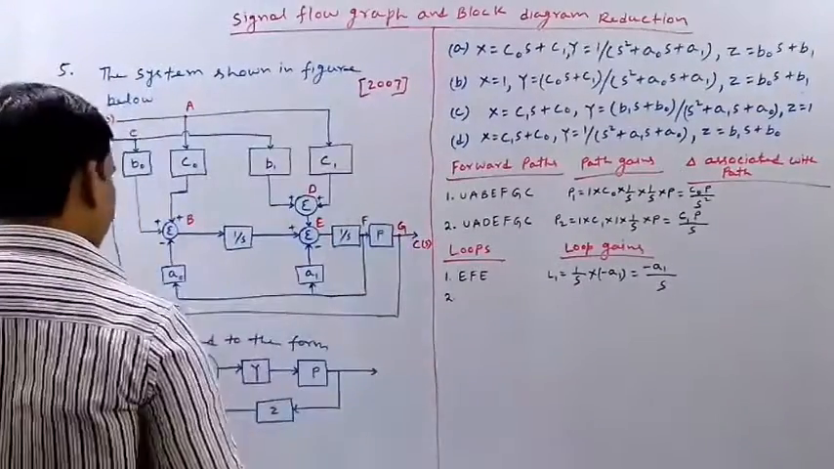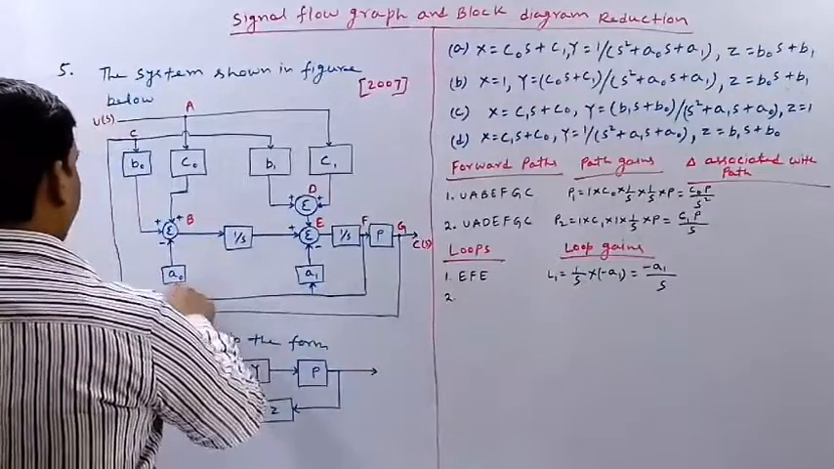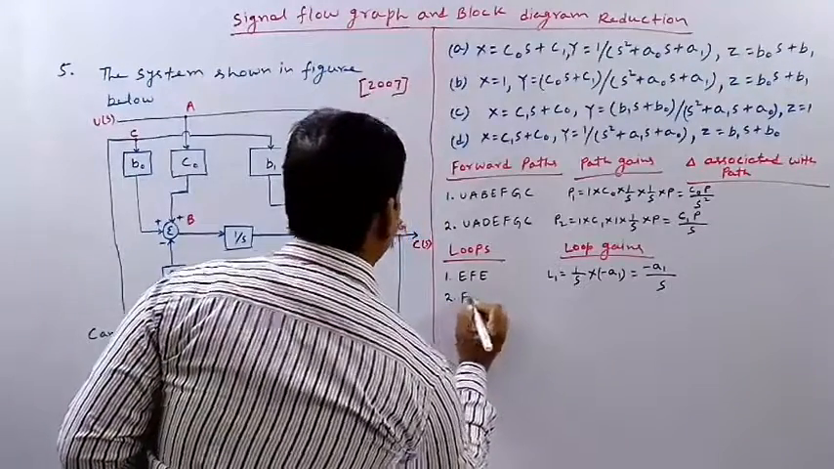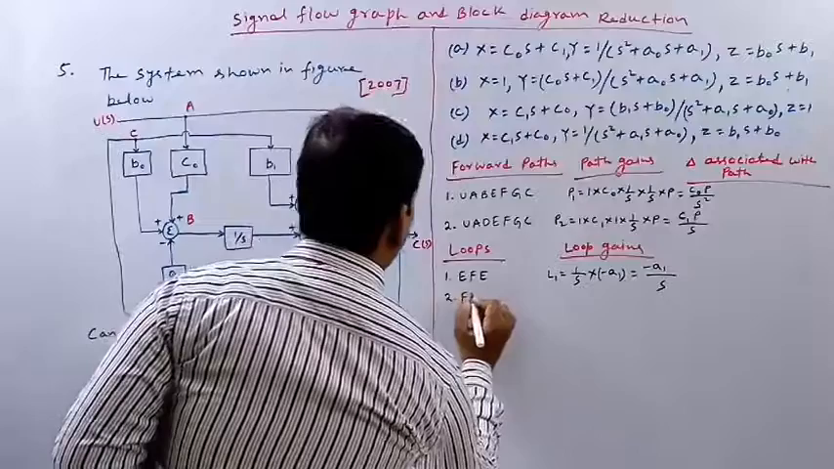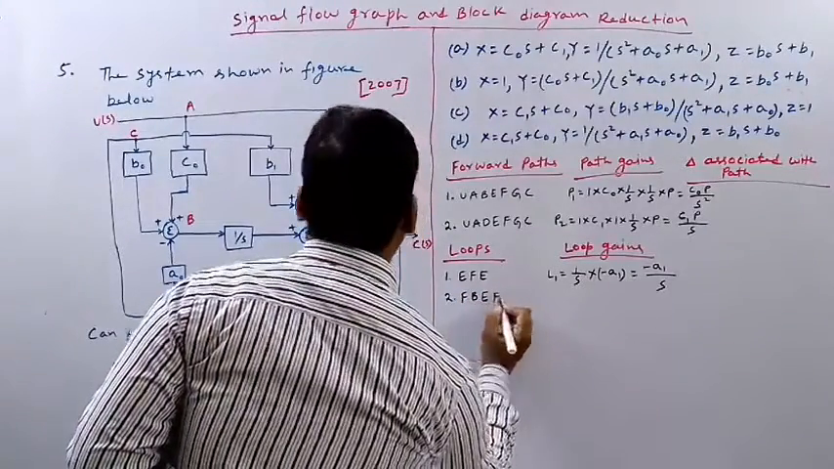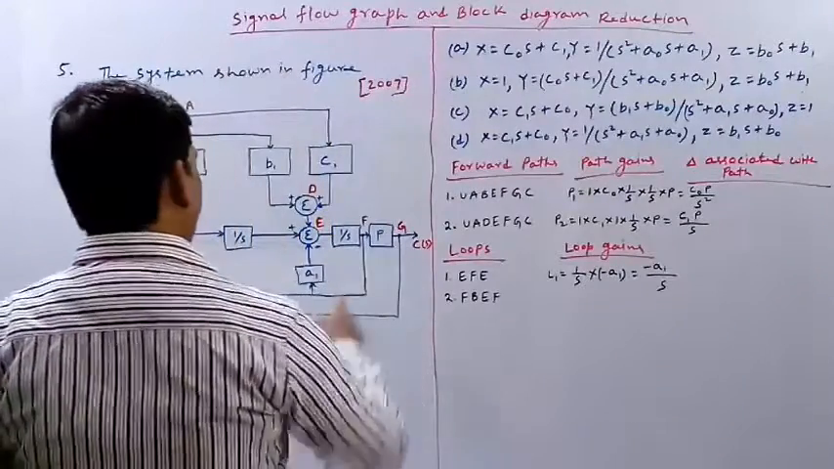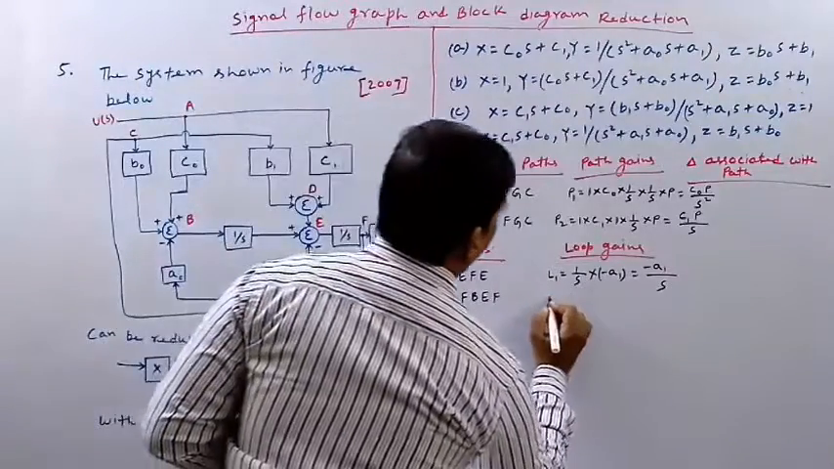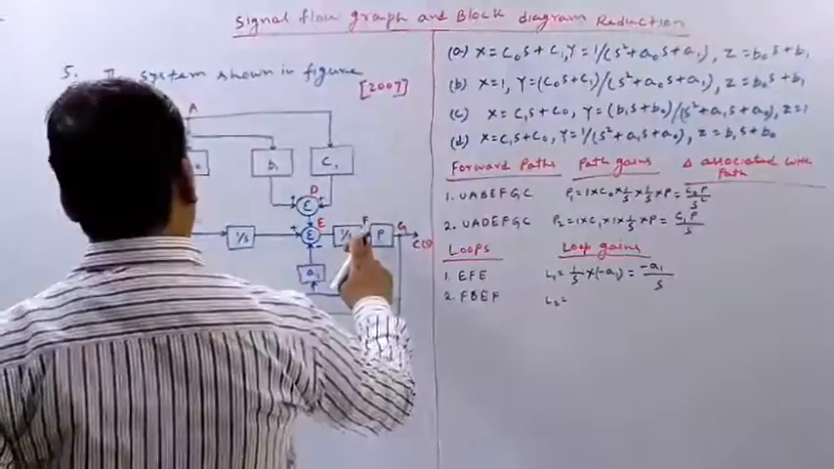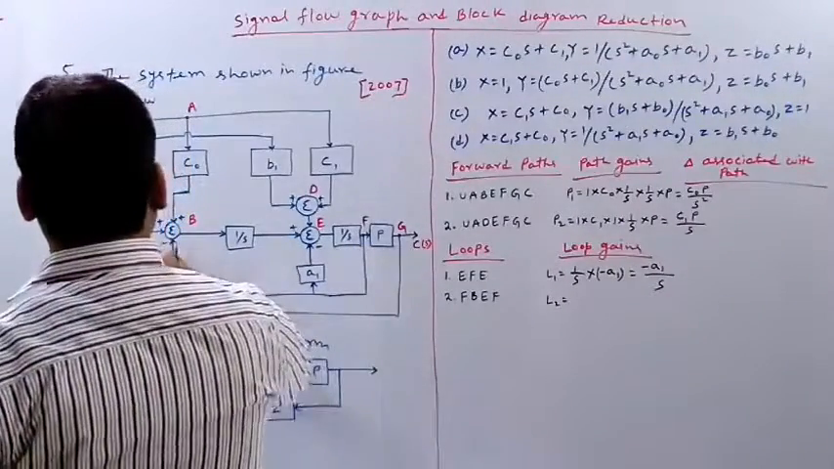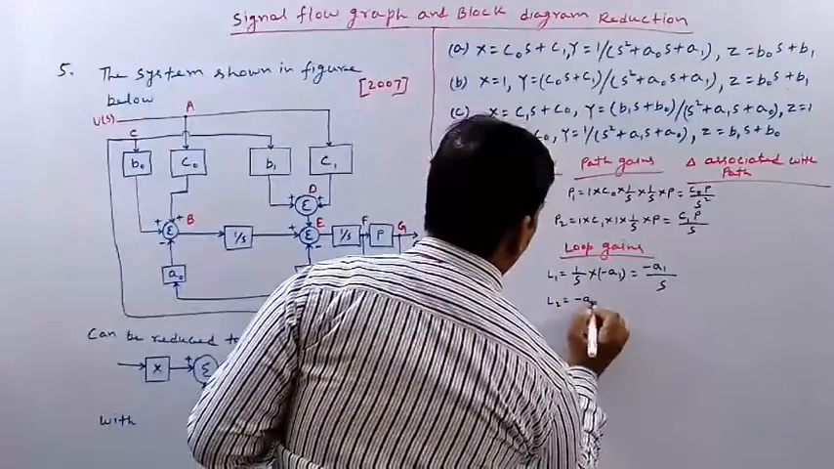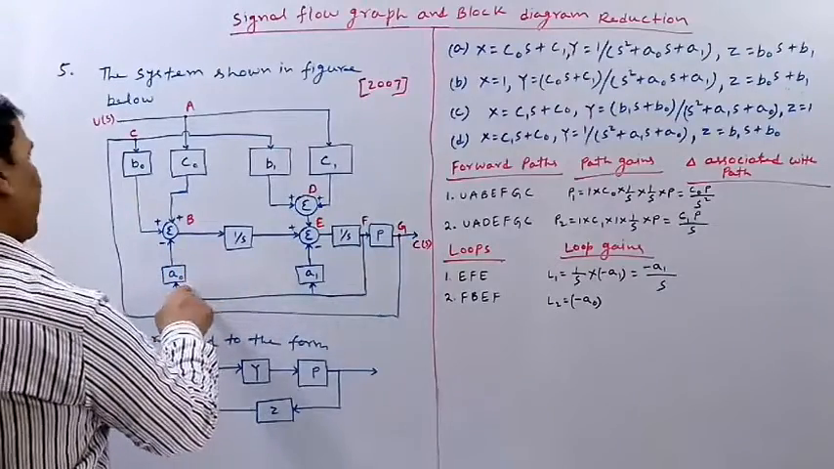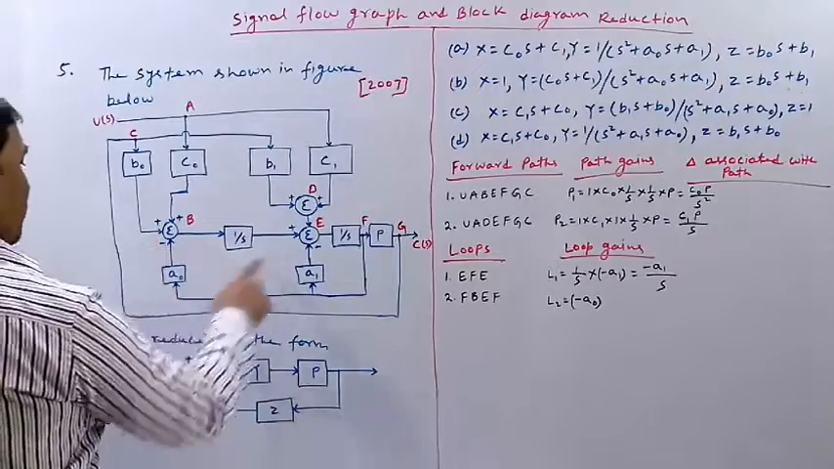Let us find the other loop. So the other loop is F B E F. So what will be the loop gain? Let us denote it by L2. So the loop gain will be, from F to B it will be minus A naught, because from F to B there is a block A naught and it is going after making it negative. So it will be minus A naught.